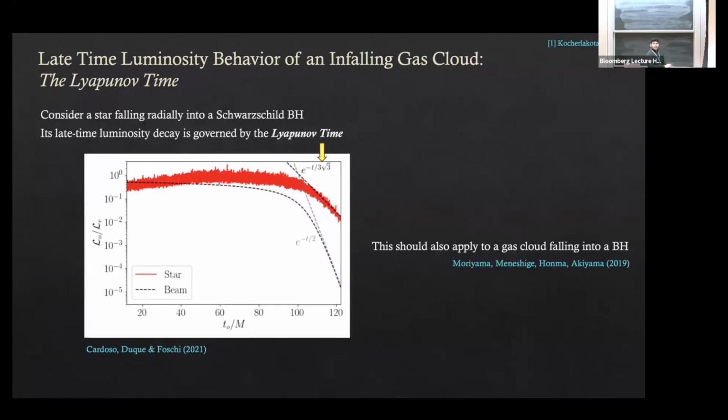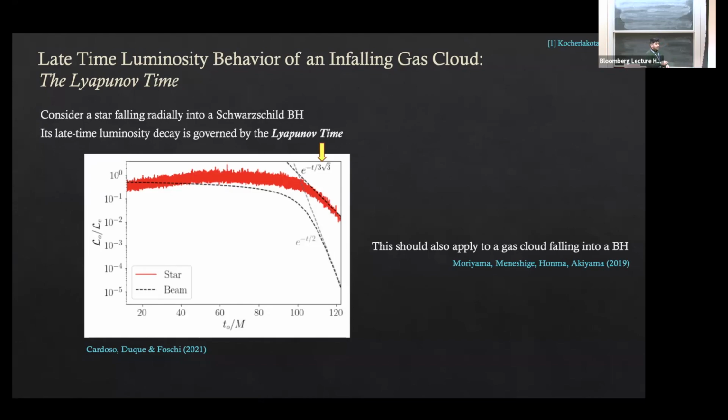So the Lyapunov time now. I have very little time left, so I'll go a little quickly. Here is a thought experiment where you have a star falling radially into a black hole, and this is a light curve of this event that was worked out in this paper. There's also an earlier paper by Ames and Lee. What they see in this normalized light curve is that you have the fluxes doing this, and then at late times, generically, it falls off exponentially. And this exponential fall off is basically the Lyapunov time.